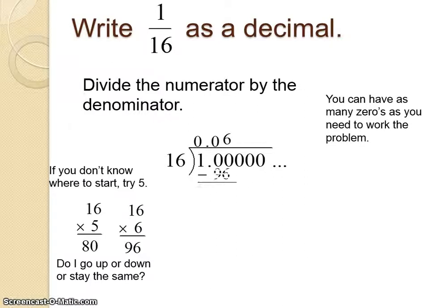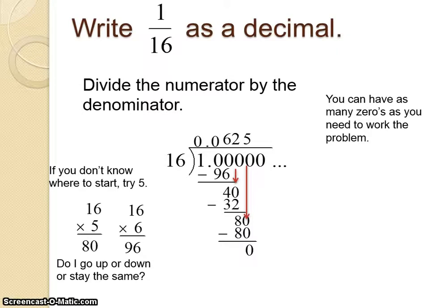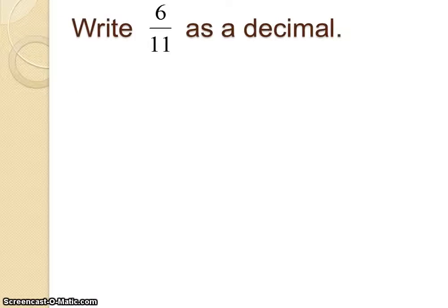So we'll put our 6 up above and our 96 down below, and we will subtract and bring down a 0. Now, 16 will go into 40 twice, which is 32. We'll subtract and bring down another 0. 16 will go into 80. Well, we've already got that. It's 5. And so now we're done. Now this one is a terminating decimal. It's stopped. It has a remainder of 0. Let's look at another one that's not a terminating decimal.